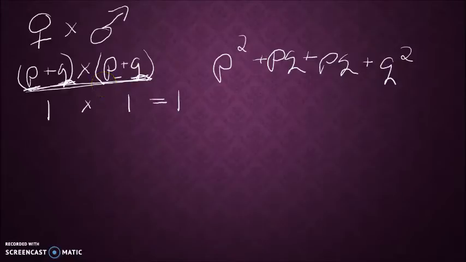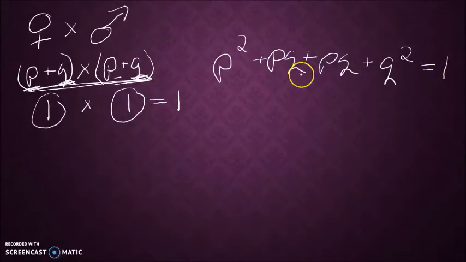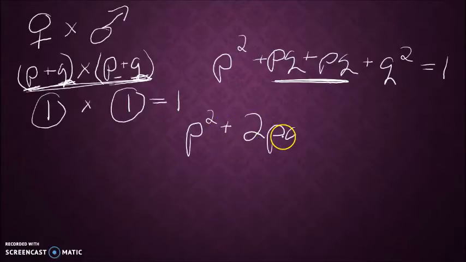Now, if p plus q equaled 1 and p plus q equaled 1, 1 times 1 is 1, so this whole equation should equal 1. Still not the easiest equation to work with, so we want to do one more thing here. We want to combine like terms, these two here, which gives us an equation of p squared plus 2pq plus q squared equals 1.